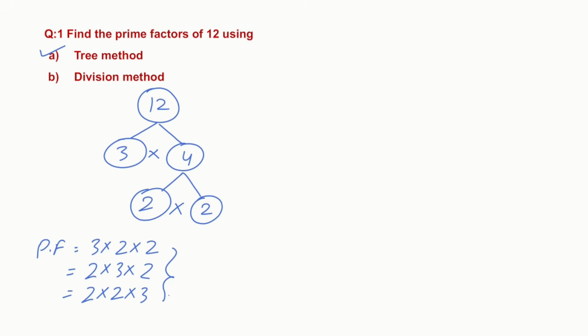Now we are going to see the division method. In the division method, we will take the number, and because it's an even number it can be divisible by 2. So we'll take 2 first, and 2 times 6 is 12. So we'll write 6 down. Now 6 is divisible by 2 again. So we'll take 2, and 2 times 3 is 6.